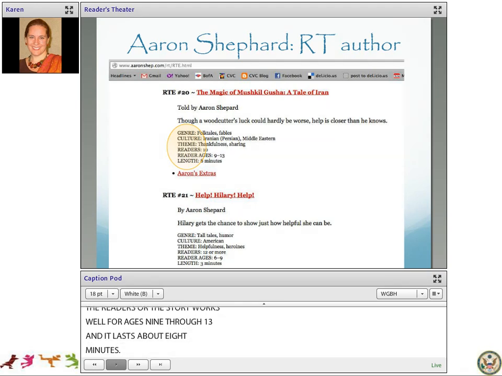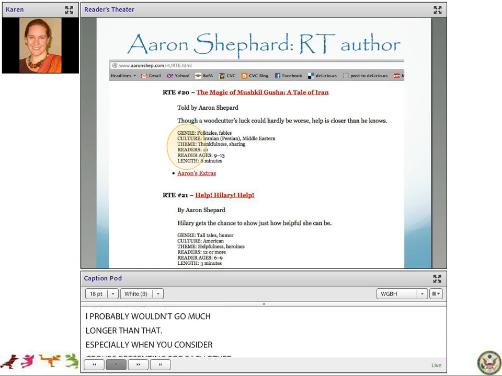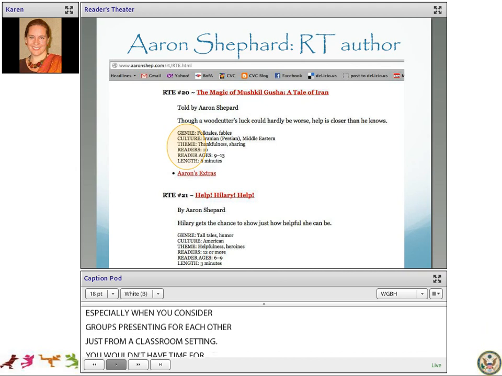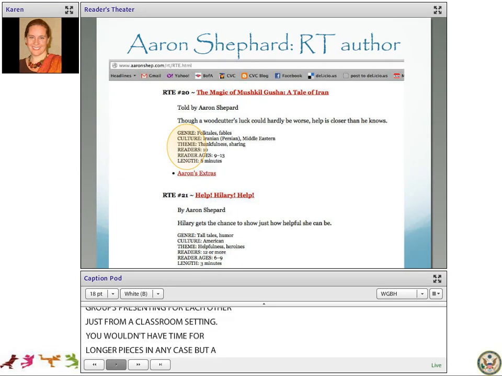If we haven't made it clear yet, you're starting to get an idea that Reader's Theater pieces are not extensively long, unlike, say, a Shakespearean play that would be hours long. Reader's Theater is more along the line of minutes, anywhere from 2 to maybe 10 minutes. I wouldn't go much longer than that, especially when you consider groups presenting for each other. In a classroom setting, you wouldn't have time for longer pieces in any case. But a great deal of work can go into even an 8-minute piece, and that work can last over the course of a whole semester, possibly.